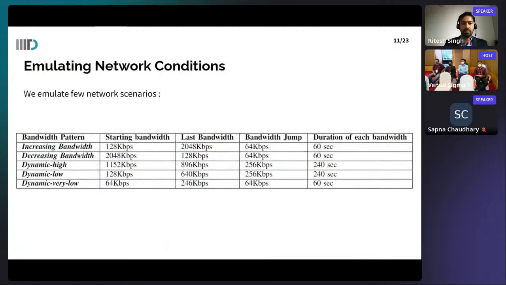So the network scenarios we have emulated are as follows. First is the increasing bandwidth, starting from 128 kbps and going up to 2048 kbps, where each jump was around 64 kbps every 60 seconds. And so on, we have decreasing bandwidth, dynamic high, dynamic low, and dynamic very low.